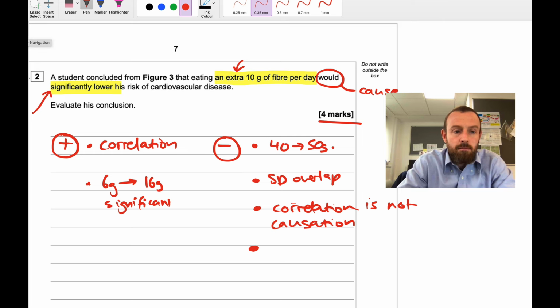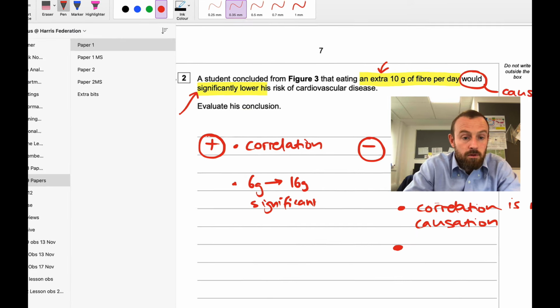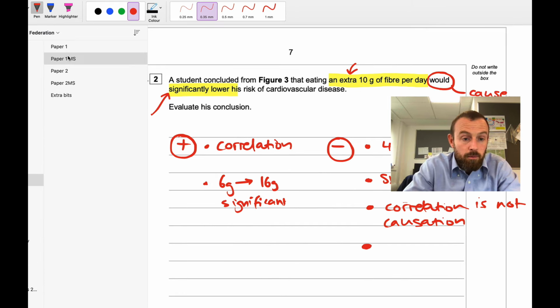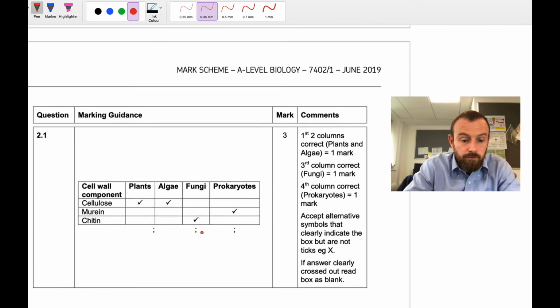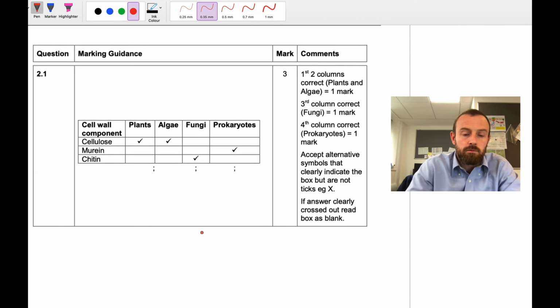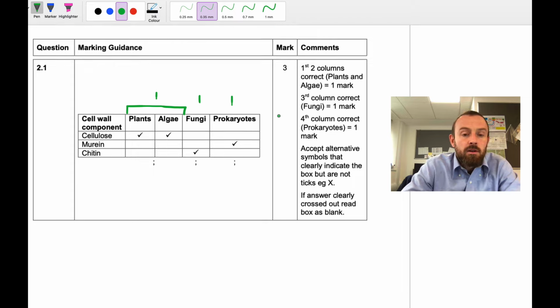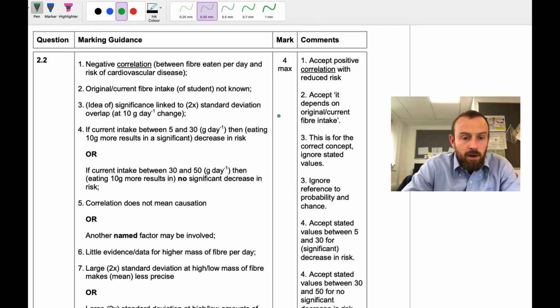Let's look at the mark scheme for this question. Okay, so first of all, in terms of the marking of this question, the marks are grouped like this. So these 2 columns equal a mark 1. This is another mark 1, and this is another mark. So there's 3 marks for that. Let's look at the evaluation.